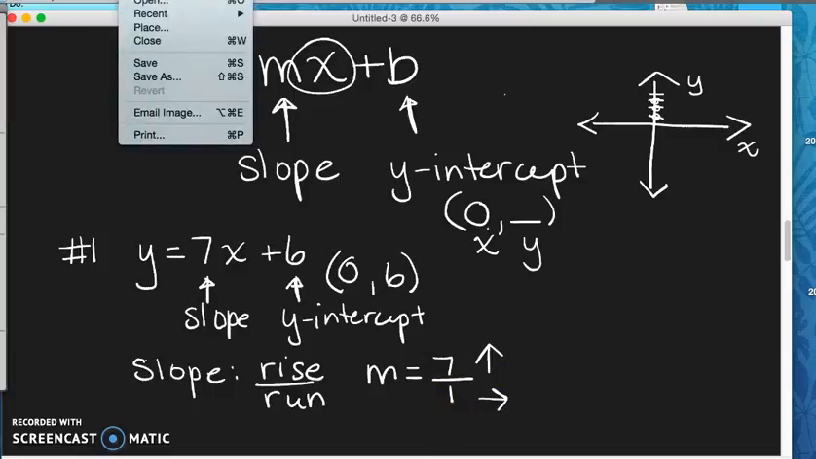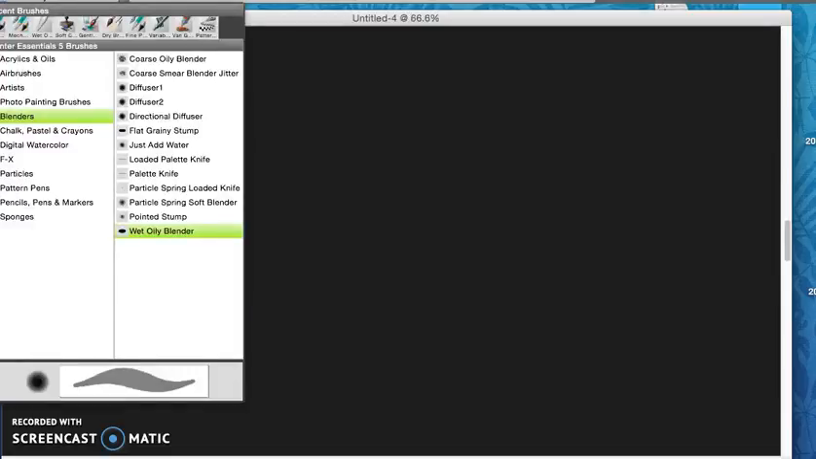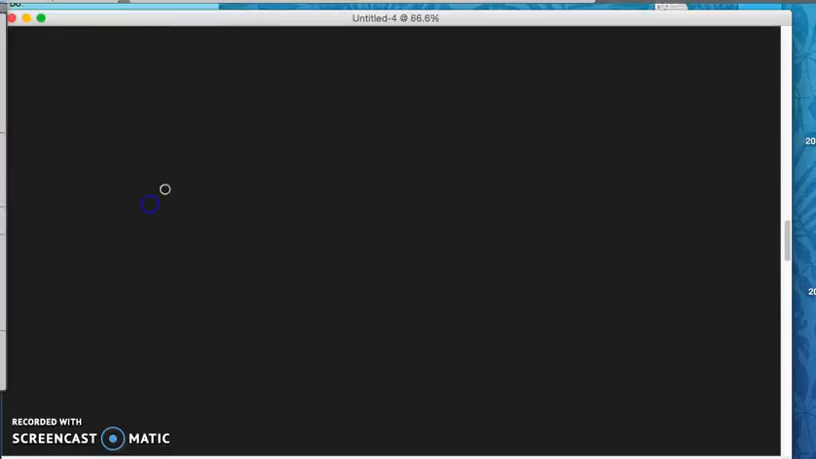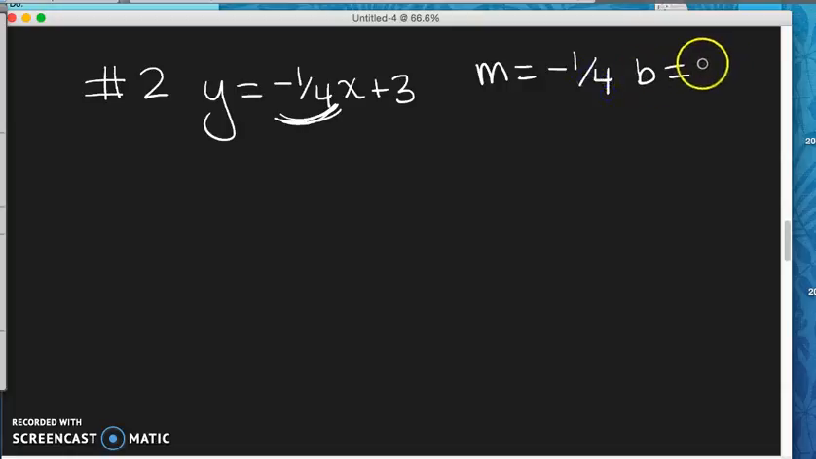All right, let's look at another example. Example number 2. y equals negative 1/4 x plus 3. See if you can identify the slope and y-intercept of this line. What does m equal and what does b equal? Remember, your slope is always the number being multiplied by x, or your coefficient of the variable x. So your slope is negative 1/4, and your y-intercept would be 3.